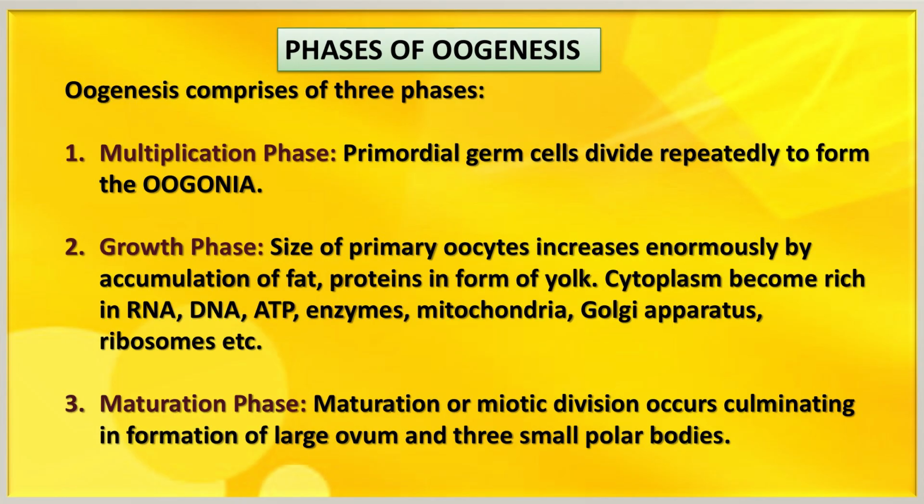Now, in the growth phase, the primary oocyte will grow in size. It will be enormously accumulated with fat and protein. The cytoplasm contents will increase, protein synthesis will happen, DNA replication will happen, Golgi apparatus, ribosomes, everything will become functional, and then in the maturation phase what will happen? The meiotic division will occur and it will culminate in the formation of a large ovum with 3 small polar bodies.